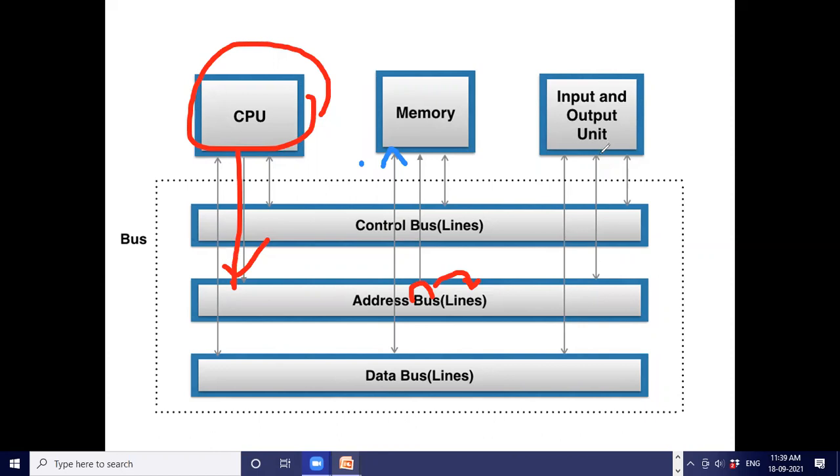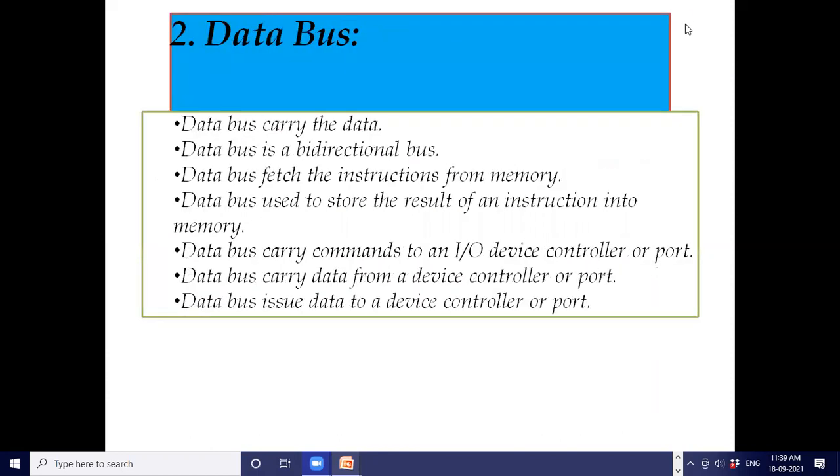You can also look at the control bus. The control bus is also bidirectional. Okay, so the data bus carries the data bidirectionally, and it fetches the instruction from memory.